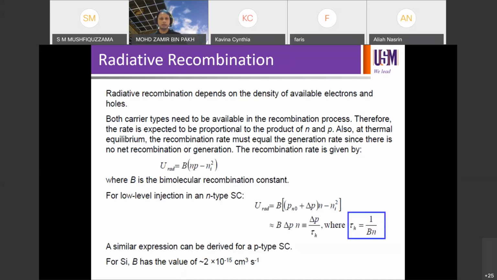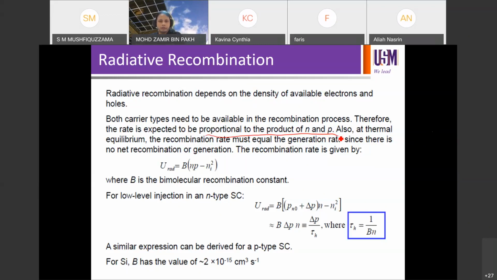So for radiative recombination, the recombination depends on the density of available electrons and holes. Okay, so the rate of the recombination is proportional to the density of carriers, electrons and holes. So both types of carriers need to be available in the recombination process, of course, because they will recombine with each other. So you need them to be present. So the rate of recombination is proportional to the product of n and p. Okay, the rate is proportional to the product of n and p.